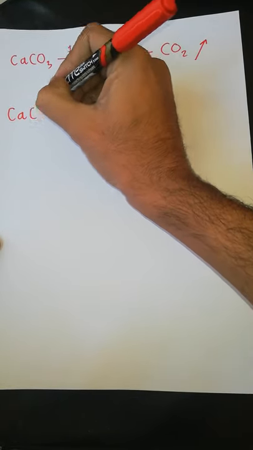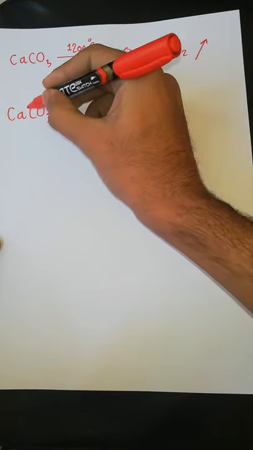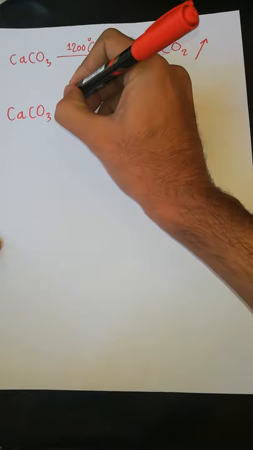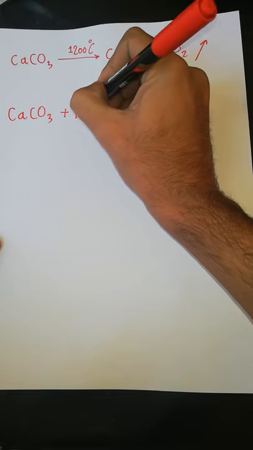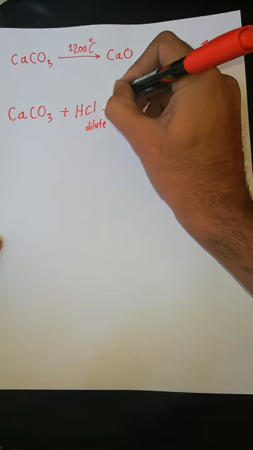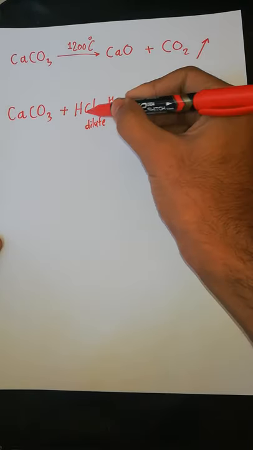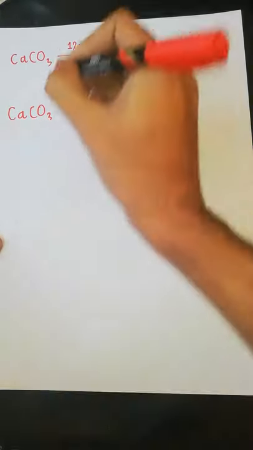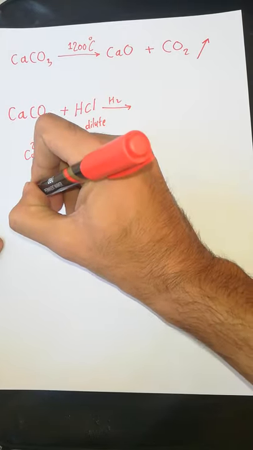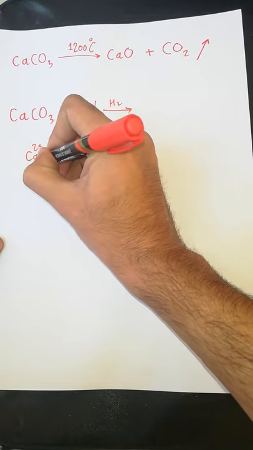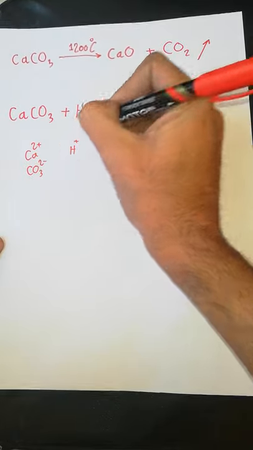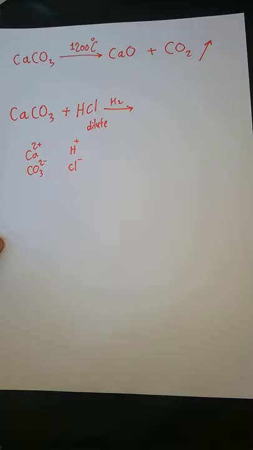Metal carbonate. This is the carbonate, this is the metal. The metal is calcium, so calcium carbonate plus dilute HCl. What will happen here? Ca is 2 plus, CO3 is 2 minus. In HCl, H is plus and Cl is minus.